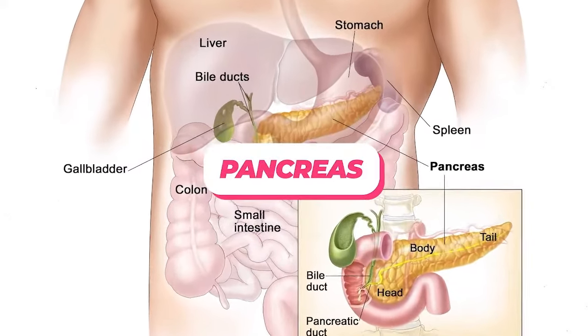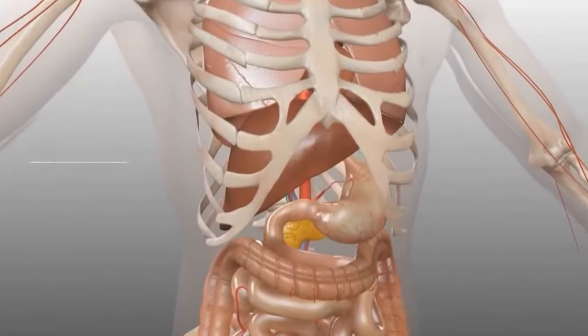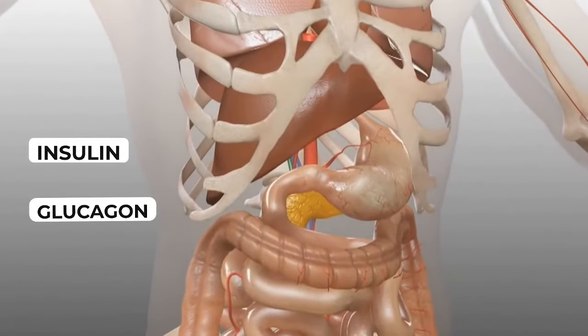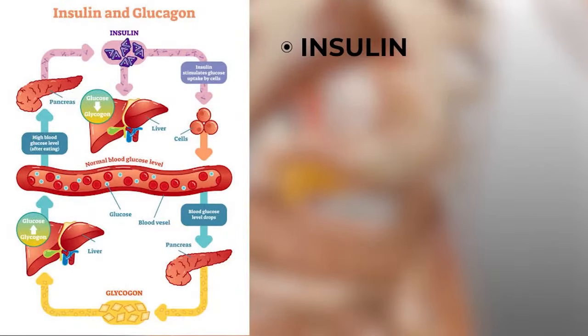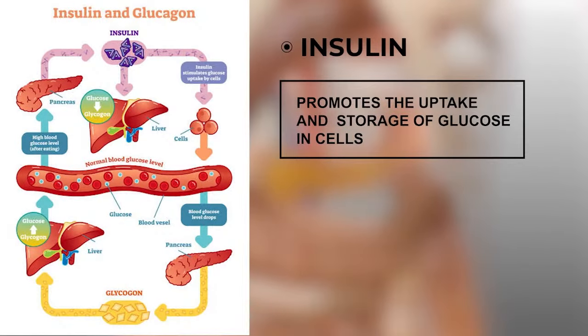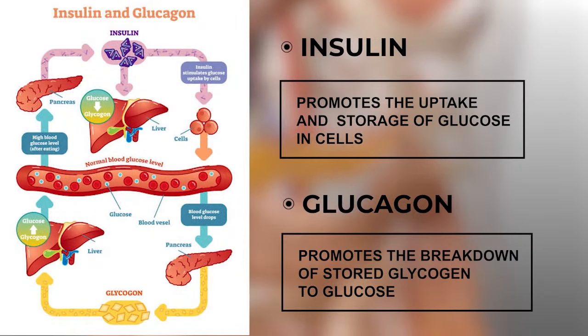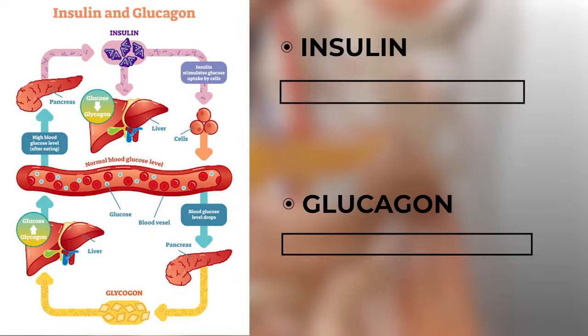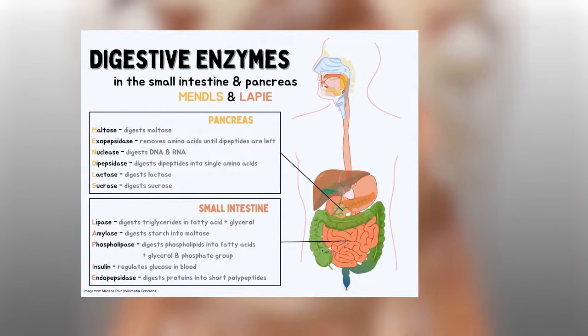Pancreas. The pancreas is an organ located behind the stomach that produces hormones such as insulin and glucagon, which help to regulate blood sugar levels. Insulin promotes the uptake and storage of glucose in cells, while glucagon promotes the breakdown of stored glycogen to glucose. The pancreas also produces digestive enzymes that aid in the digestion of food in the small intestine.